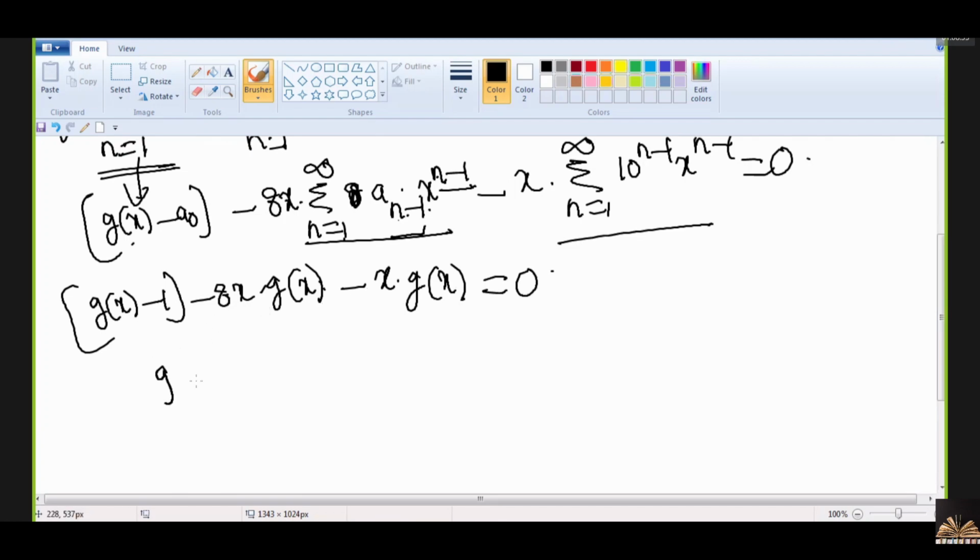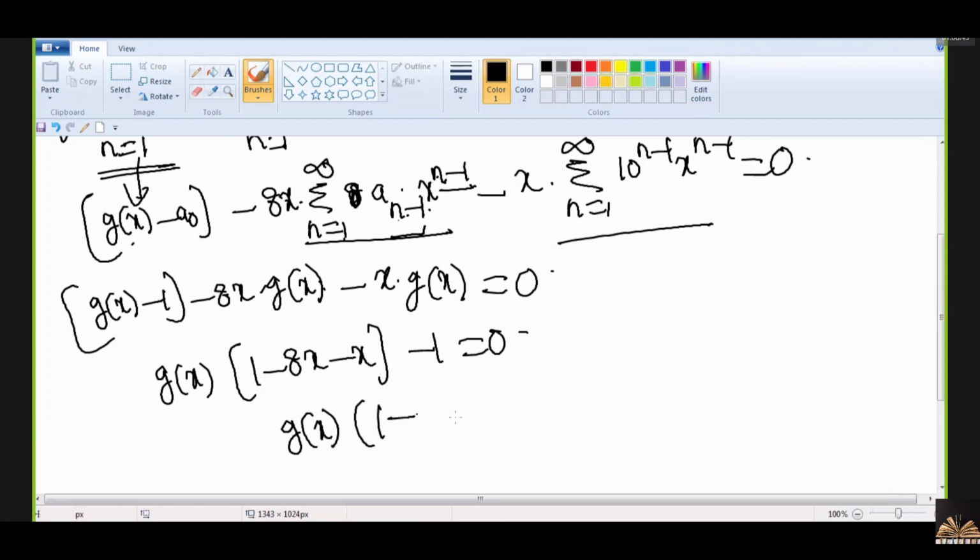Now take g of x as common, then you will get g of x into 1 minus 8x minus x minus 1 equal to 0, and g of x into 1 minus 9x is equal to 1, and g of x equal to 1 by 1 minus 9x. Take down this first.